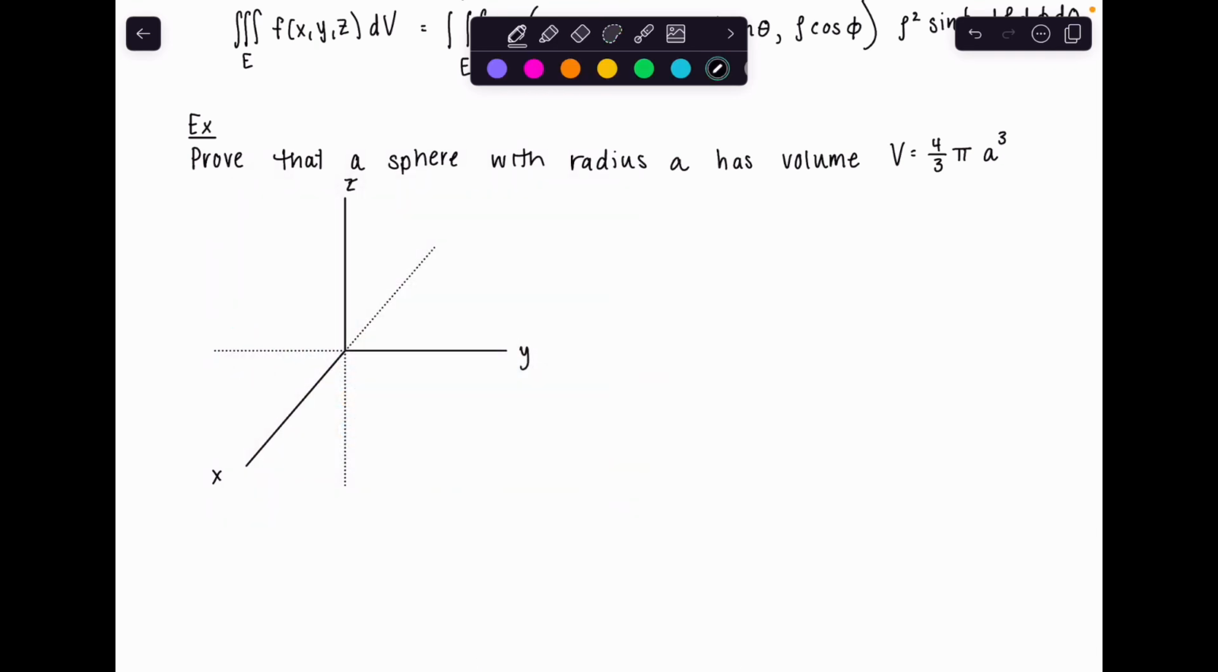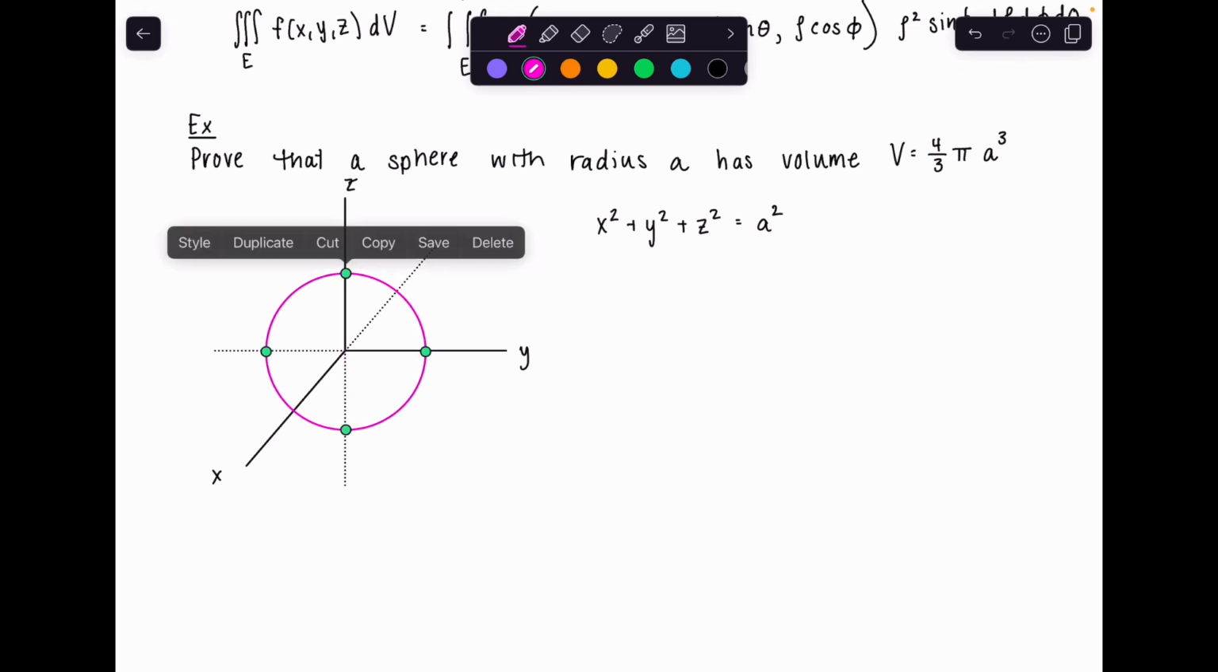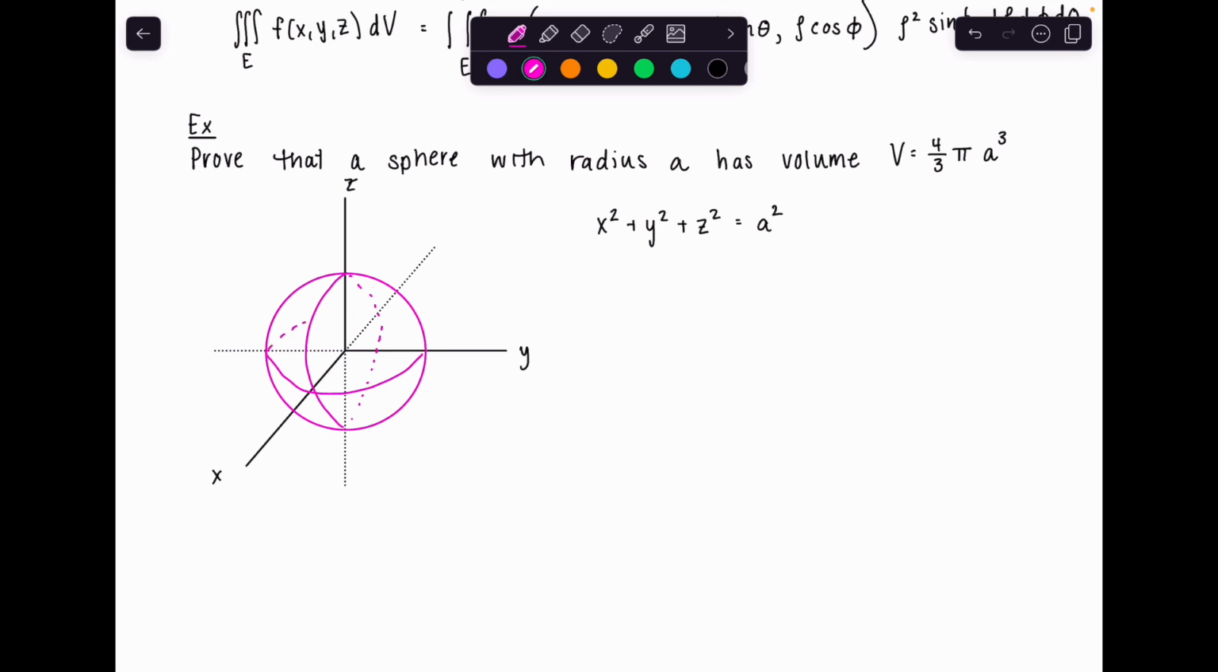So looking at our equation of a sphere, that is x squared plus y squared plus z squared is equal to the radius squared, which in this case is a. So drawing our sphere, we've got a circle in the YZ direction, and then also a circle here, and then I'll go through the back of that, and then we've got that circle in the front too. And it goes out a distance of a in every direction.